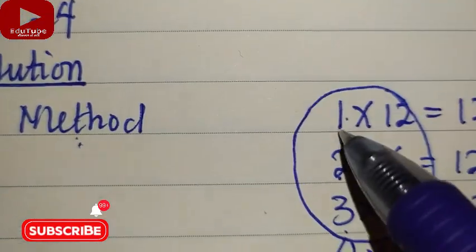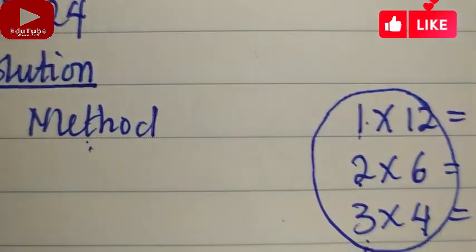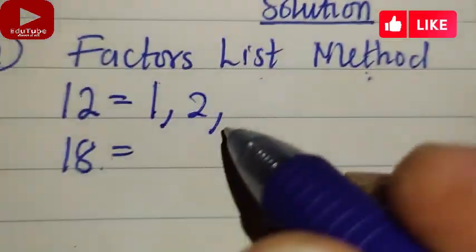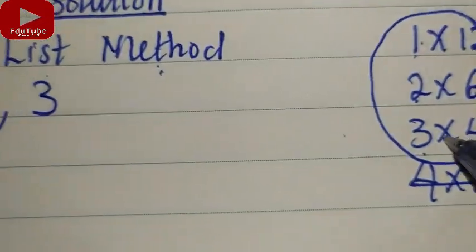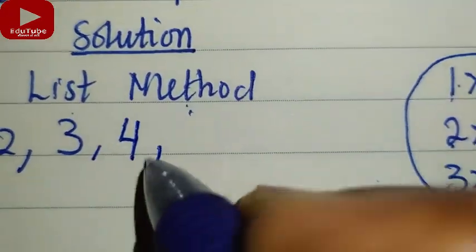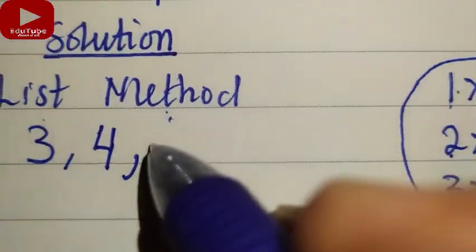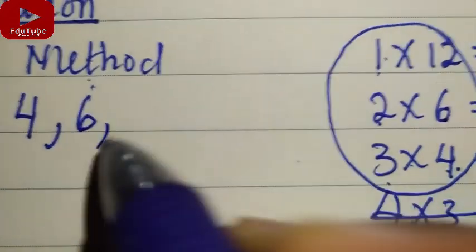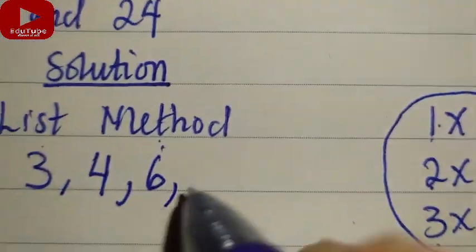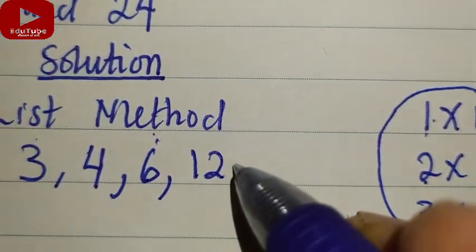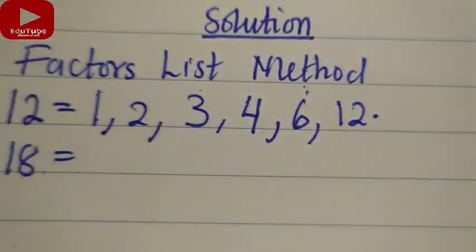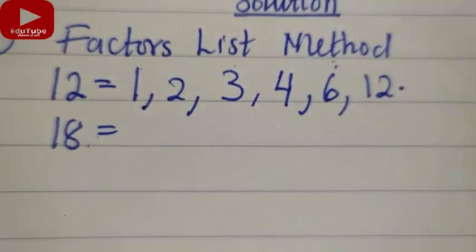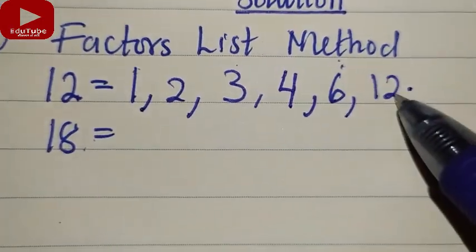So I will list them out starting from 1. So 1 is a factor of 12. 2 is a factor of 12. And then 3 is a factor of 12. Then after 3, I have 4. 4 is a factor of 12. And then after 4, I have 6. 6 is a factor of 12. And after 6, I have 12 itself. 12 itself is a factor of 12. Now, a quick fact. Every number is the greatest factor of itself. So the greatest factor of 12 is 12 itself.